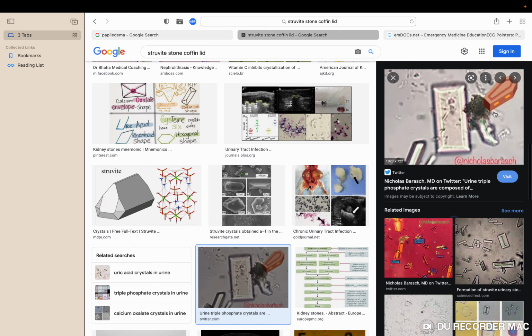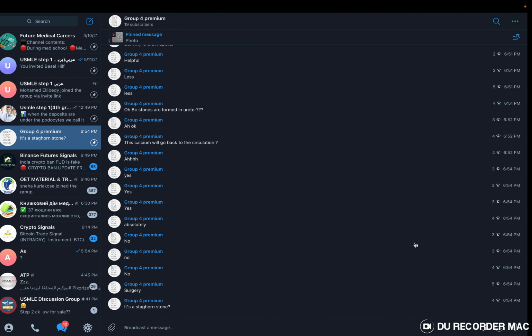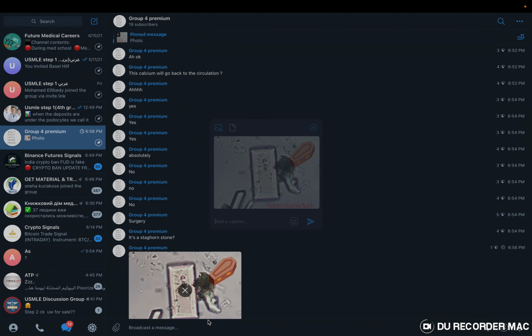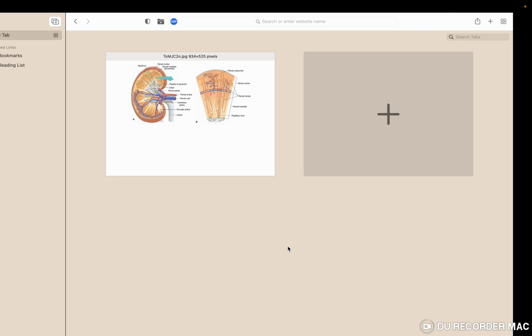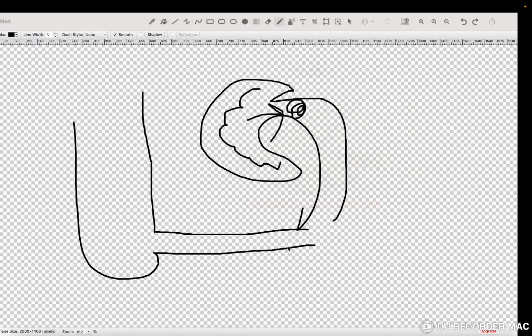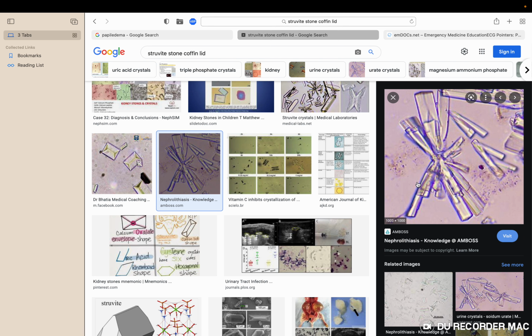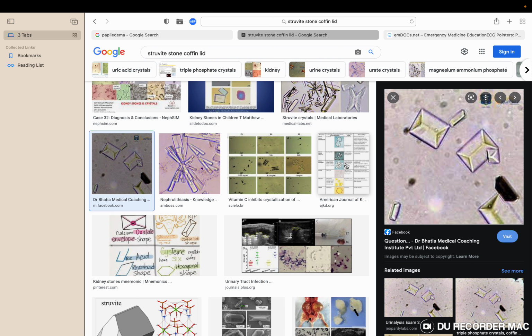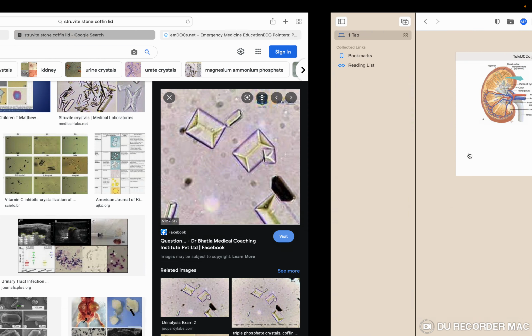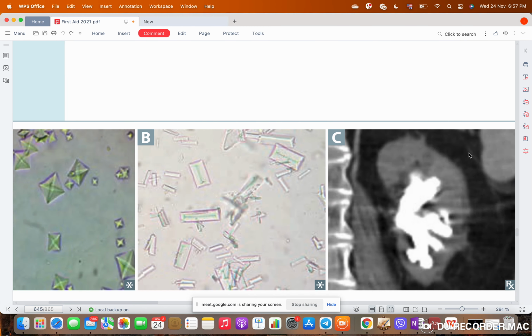Oh, actually, wait a second. Okay, so here you go. Let me try this. I just noticed, what is this one? What is this? It's a prism, correct. So it's a calcium phosphate stone. Excellent. Good. What about this one? Oxalate. This is calcium oxalate. Why? It looks like an envelope. Okay, good. So, let's keep going.